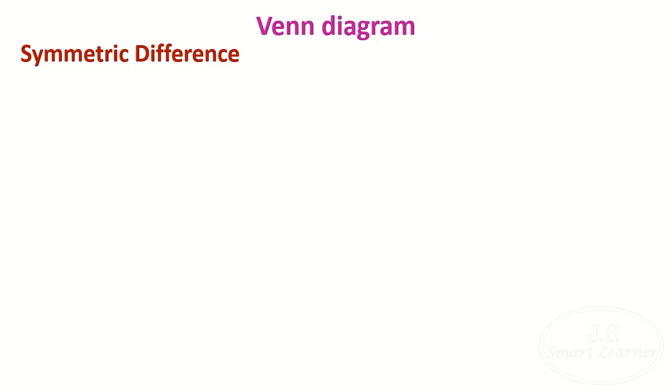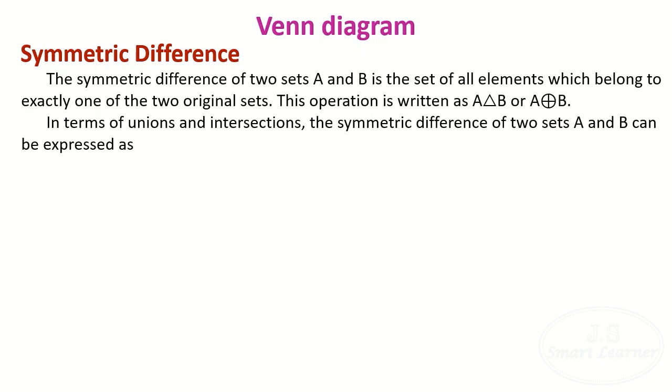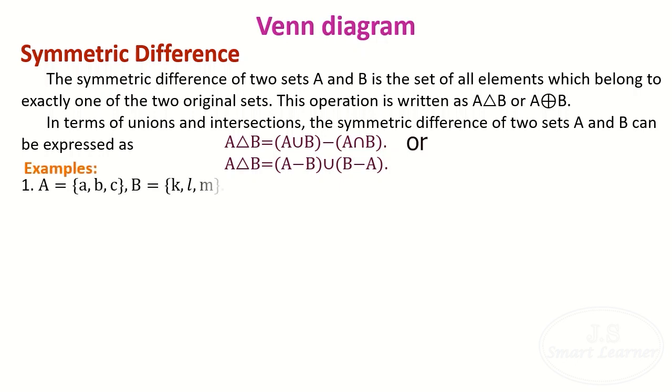Next, symmetric difference of sets. It is the set of all elements which belong to exactly one of the two original sets. This operation is written as A triangle B. It is nothing but A symmetric difference B. In terms of unions and intersections, the symmetric difference of two sets A and B can be represented as A symmetric difference B is equal to A union B minus A intersection B. It can also be written as the symmetric difference of sets A and B is equal to A minus B union B minus A. Let us see examples.